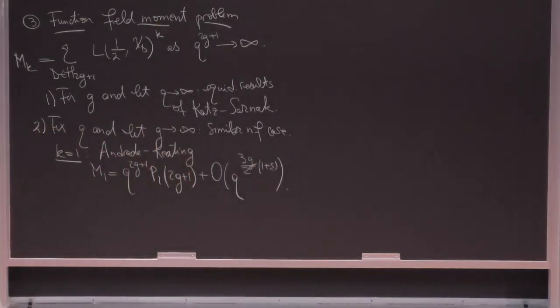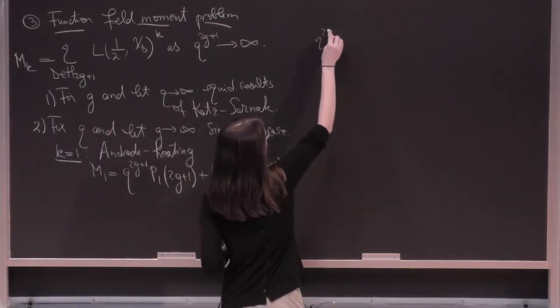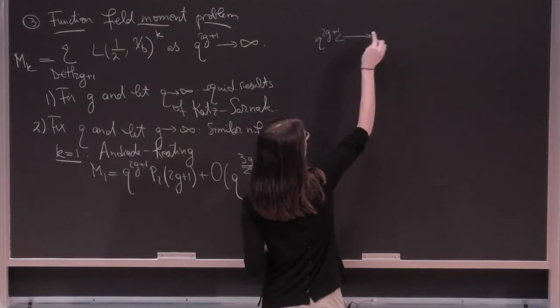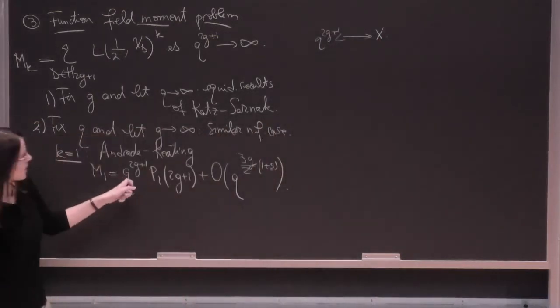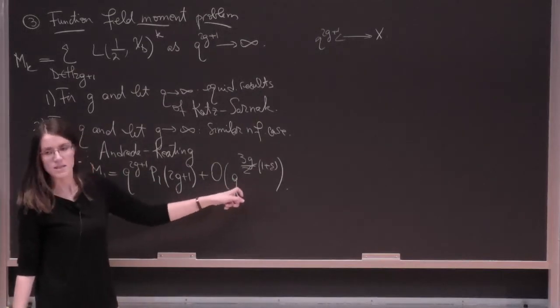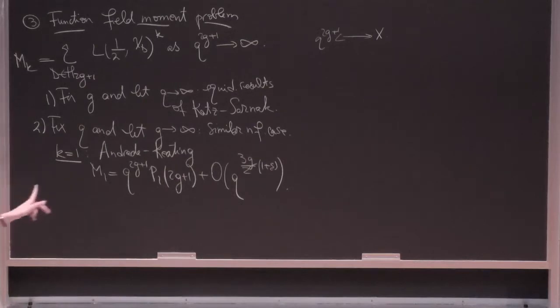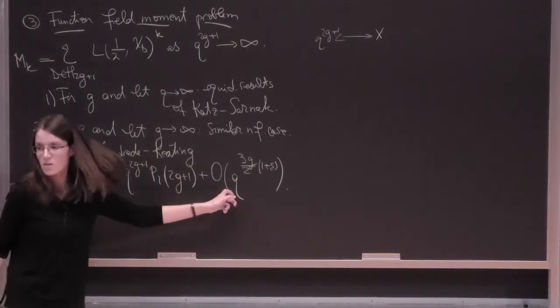So if I want to make an analogy with the number field case, q^(2g+1) would correspond to x. So this is like x times a linear polynomial in log x, and then this is an error of size x^(3/4). Yeah? The implied constant can depend on q? Yes. So I fix q, and the implied constant depends on q.